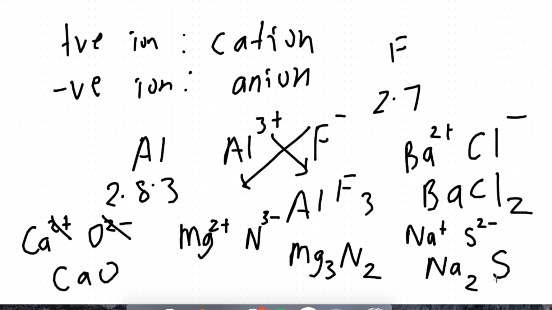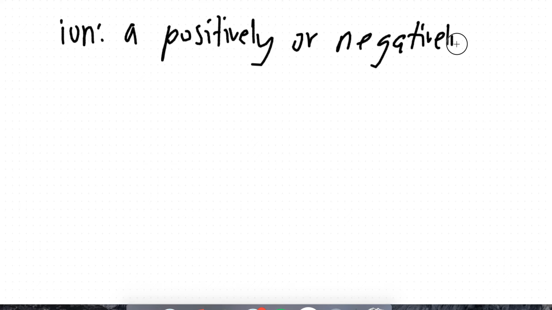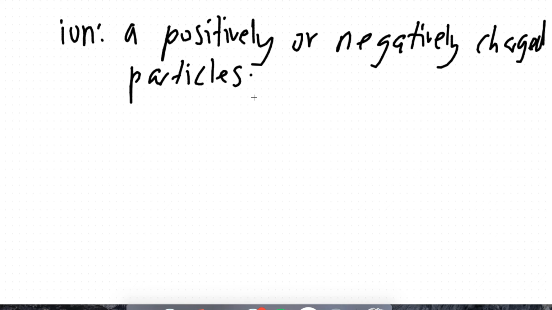So let's talk about what an ion is. We know there are positive ions called cations. We know there are negative ions called anions. What is the definition of an ion though? An ion is a positively or a negatively charged particle. I use the word particle because particles are either atoms or molecules or ions. So an ion is a positively or negatively charged particle.